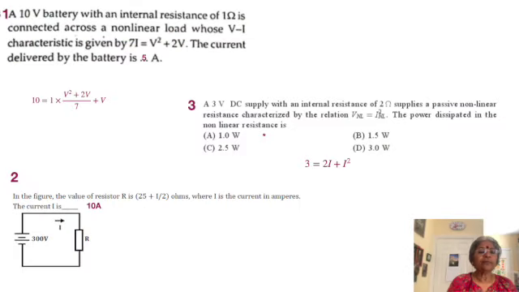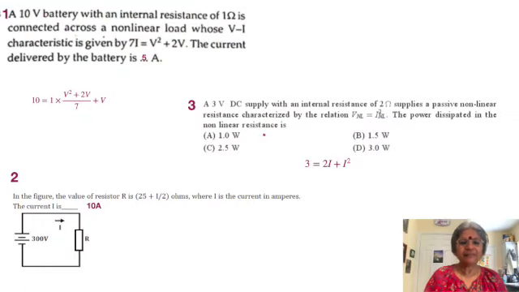Solving this, we have a quadratic equation: V² + 2V plus 7V, that is 9V, minus 70 equals 0. Solving it, you get V, and when you substitute for it, you get the current. In other words, you can get the current as equal to 5 amps.